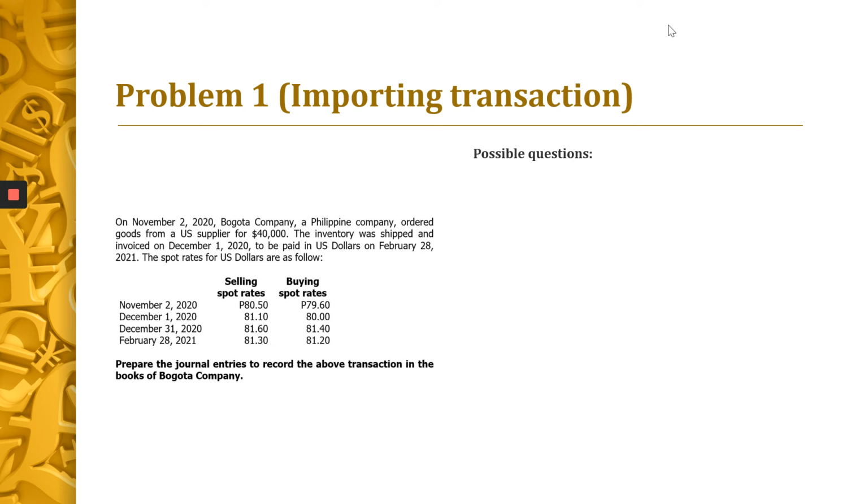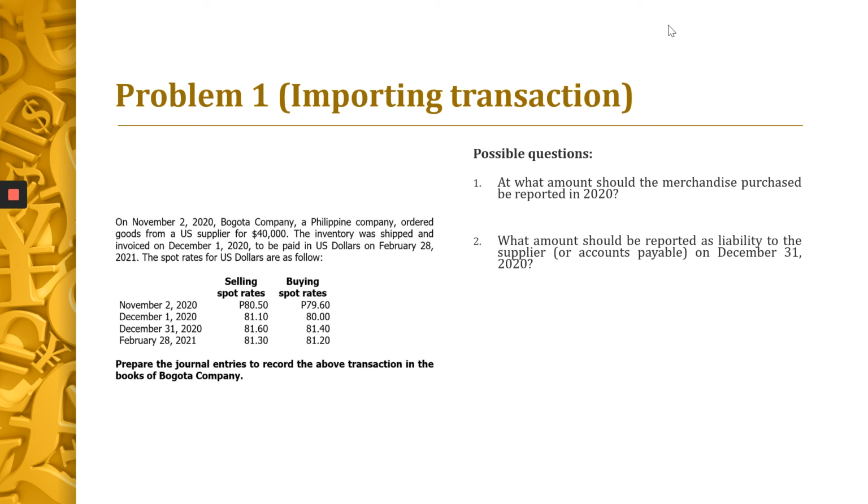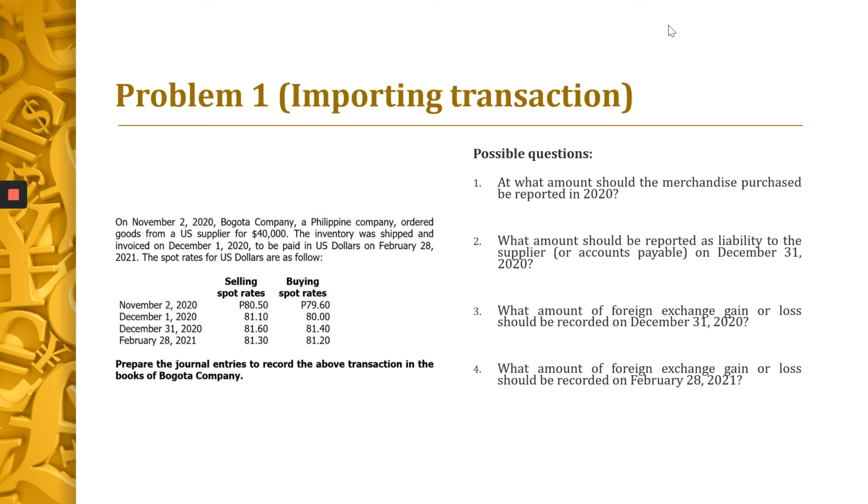So what are the possible questions na pwedeng itanong sa ganitong klaseng problem? Number 1, at what amount should the merchandise purchase be reported in 2020? Number 2, what amount should be reported as liability to the supplier or accounts payable as of December 31, 2020? What amount of foreign exchange gain or loss should be recorded on December 31, 2020? What amount of foreign exchange gain or loss should be recorded on February 28, 2021? And last one, how much peso will it cost Bogota Company to finally pay the account on February 28, 2021?